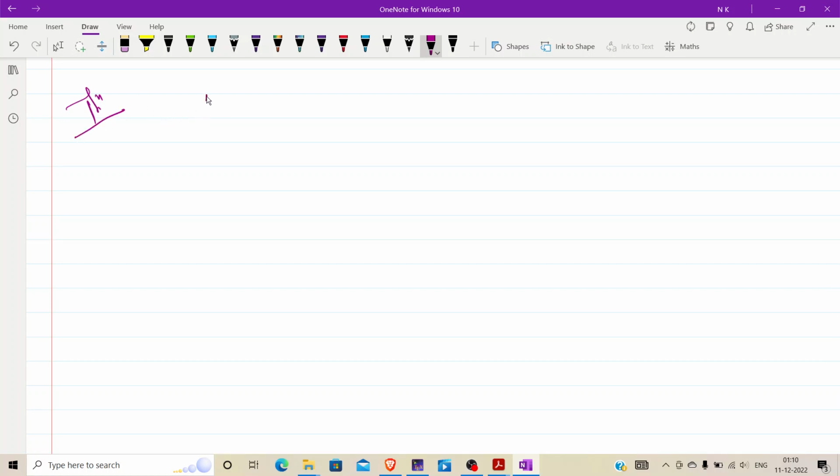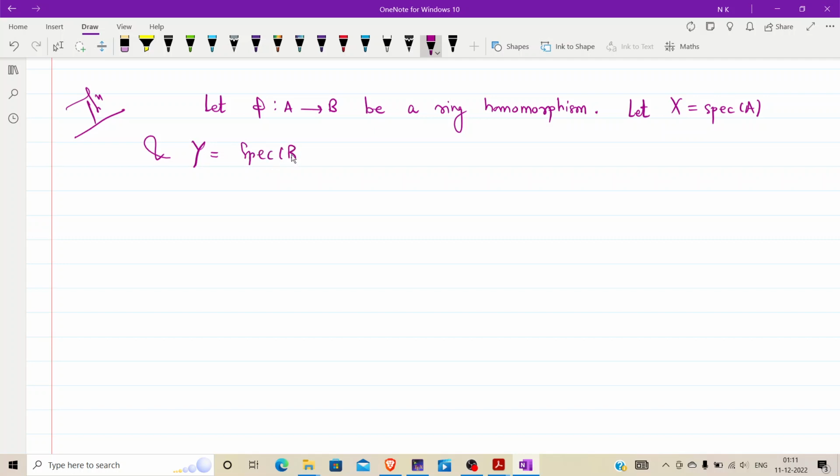Theorem: let phi from A to B be a ring homomorphism. Let capital X be the spectrum of A, that is the set of all prime ideals of A, and capital Y be the spectrum of B. If an ideal Q belongs to Y, that is, it's an ideal of B, then its inverse image is an ideal of A, as we define contraction, right?